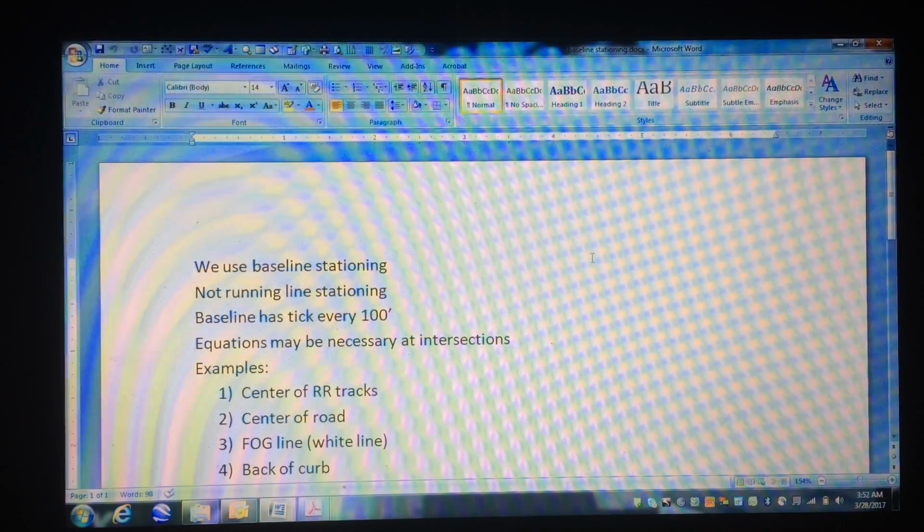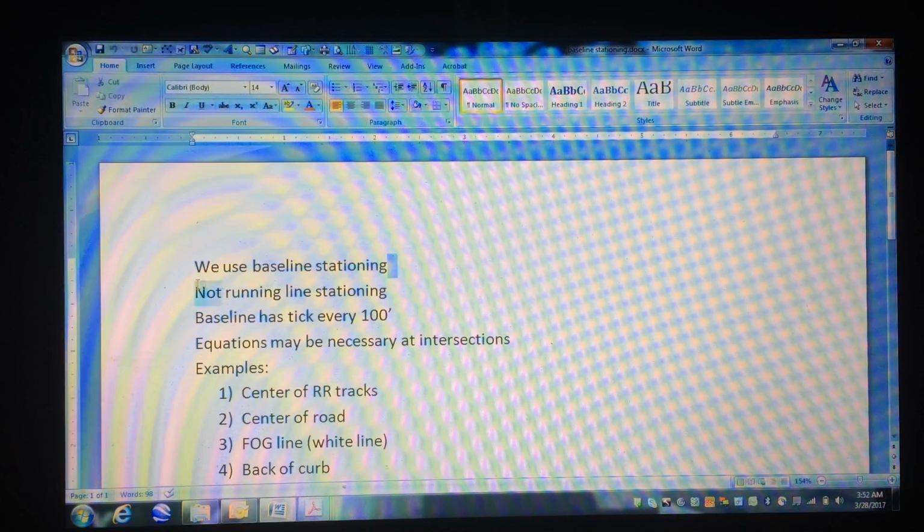Okay, at CenturyLink, we use baseline stationing. We do not use the running line stationing. And on the prints, our baseline has a tick every 100 feet. Equations may be necessary at intersections.